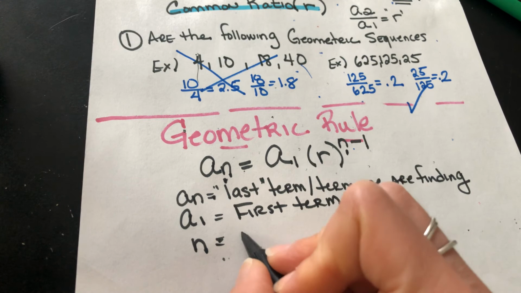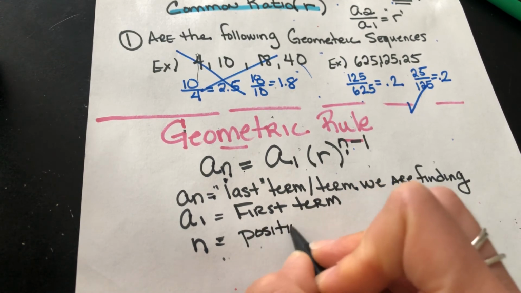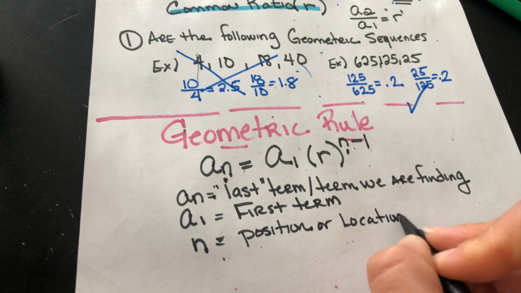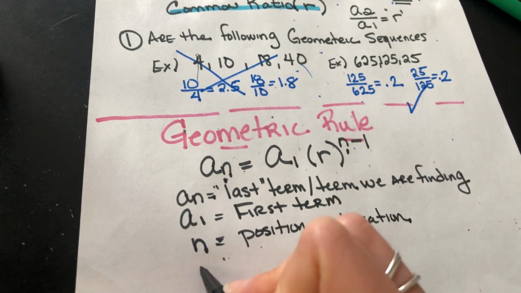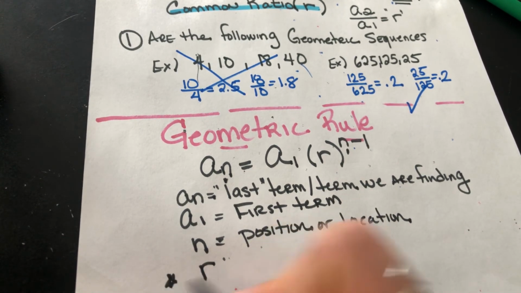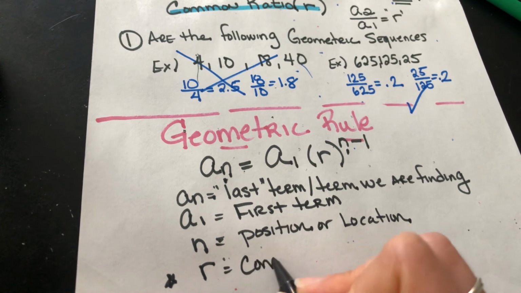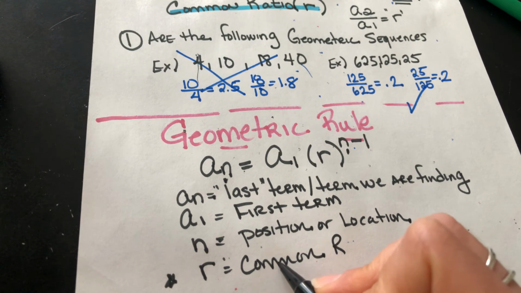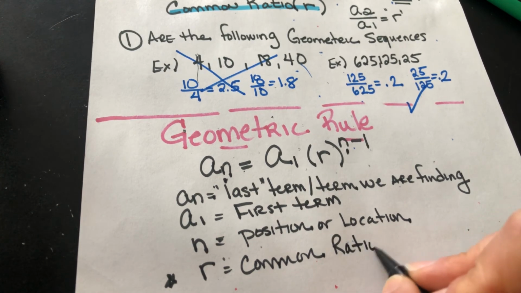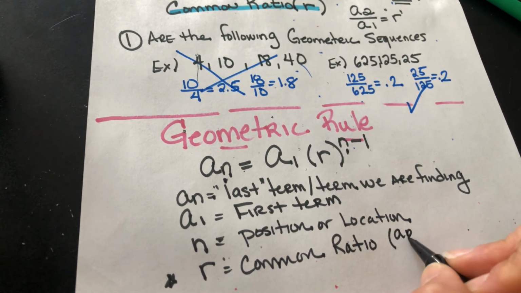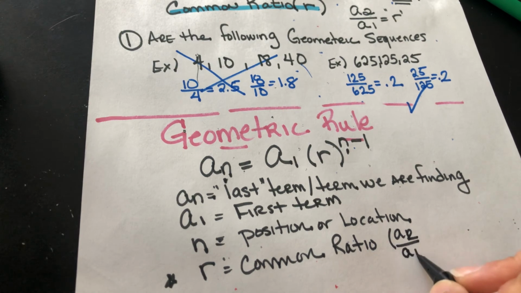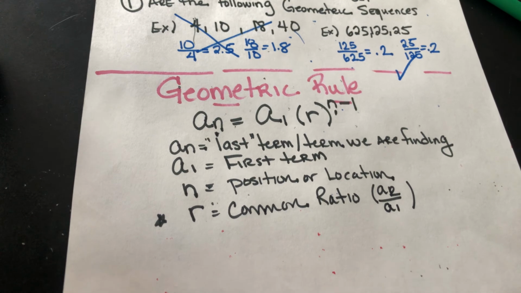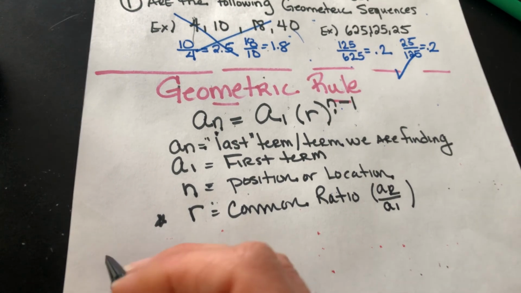So if we remember, n is the position or location. And then here you have your new one, which is r. R is now the common ratio. And one more time, the common ratio can be found by you guys taking A2 and dividing by A1. That is your rule, just like we did for arithmetic. Now let's take a look at one of our examples.